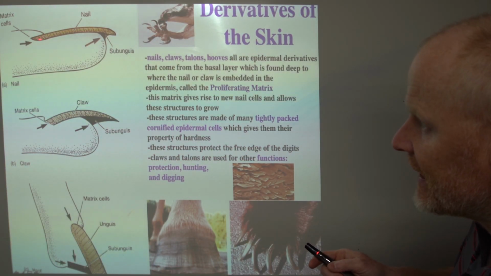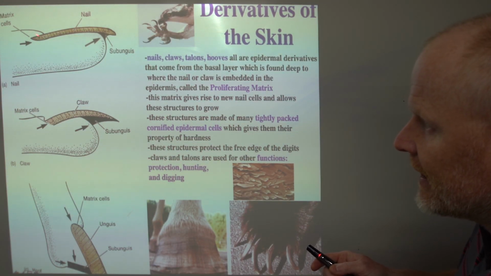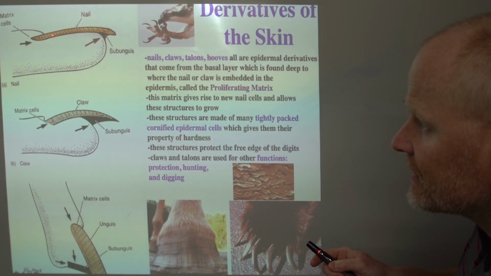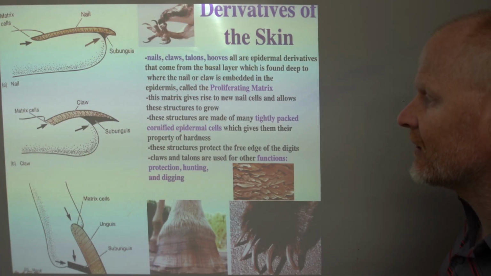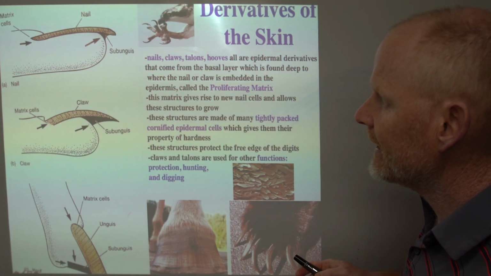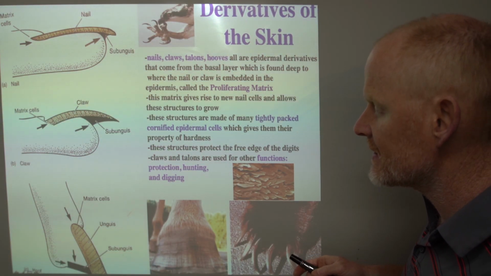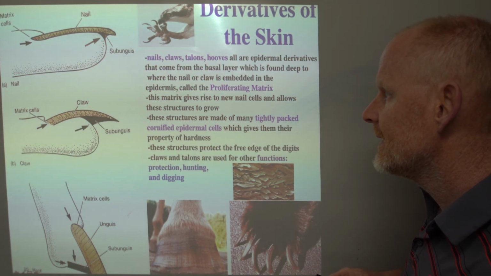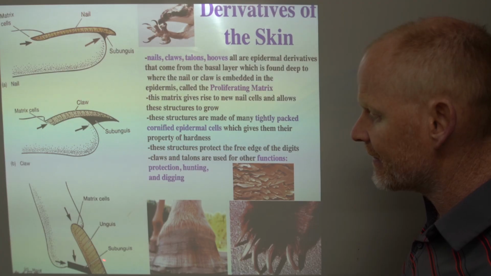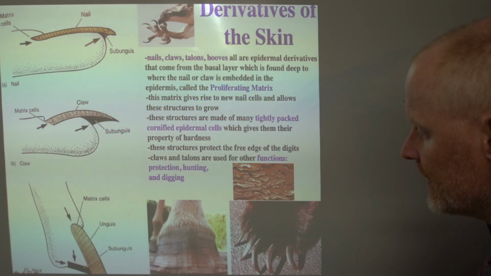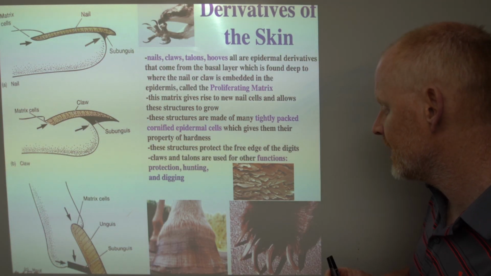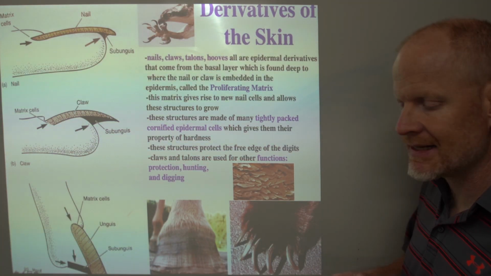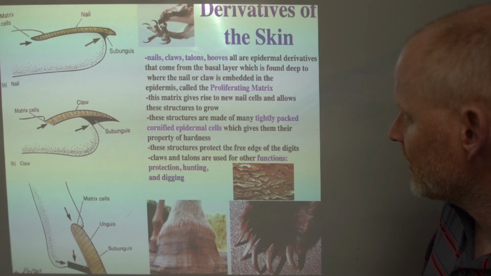So there's a proliferating matrix, or a real high area of mitosis that gives rise to the underlying nail bed, and then all of these cells are basically flattened, heavily keratinized, and glued in place. And they can be very sharp, like the claws on a cat or whatnot, or they can be flat like ours, or they can be really big and thick, like the hooves on an ungulate, like a horse or a cow. So it's made up of very tightly packed, heavily cornified epidermal cells.